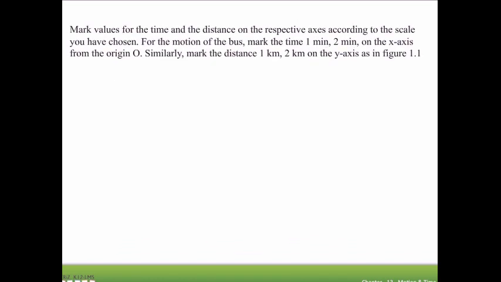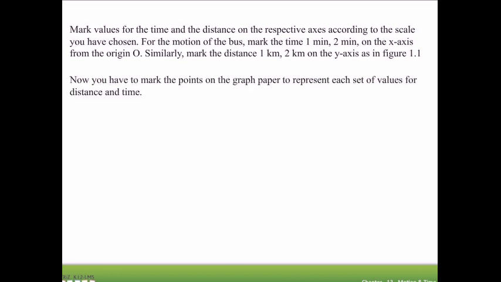Mark values for the time and the distance on the respective axis according to the scale you have chosen. For the motion of the bus, mark the time 1 minute, 2 minutes on the x-axis from the origin, O. Similarly, mark the distance 1 kilometer, 2 kilometers on the y-axis, as in figure 1.1. Now you have to mark the points on the graph paper to represent each set of values for distance and time.